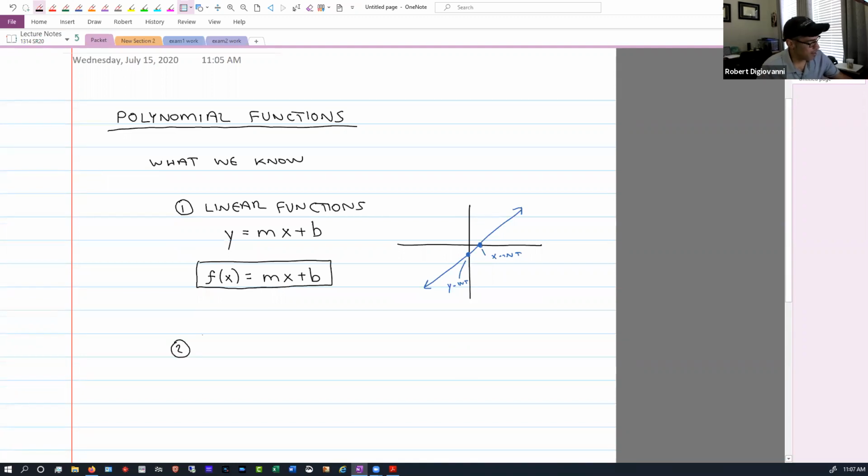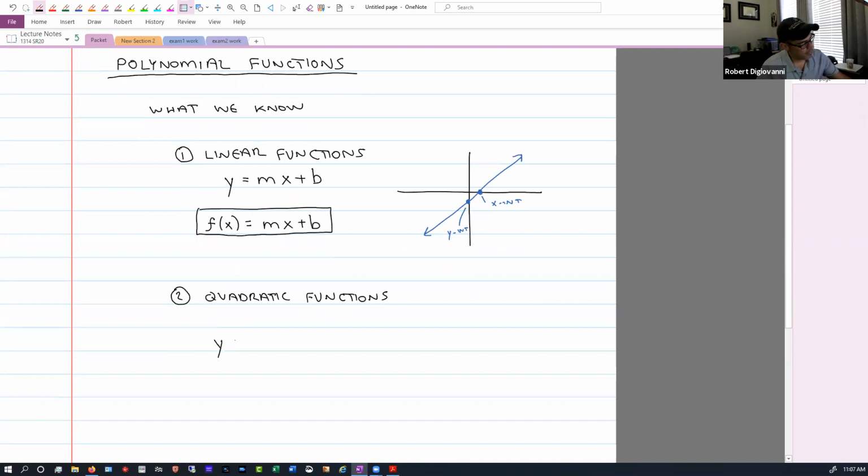Okay, after we talked about linear functions, the next thing we talked about, and this was what was on the last test, are quadratic functions. Now, with quadratic functions, they don't look like lines, right? They look like these things called parabolas. But the equation for a quadratic function looks like this. And if we replace the y with f of x, we just have different notation, but it draws the same picture.